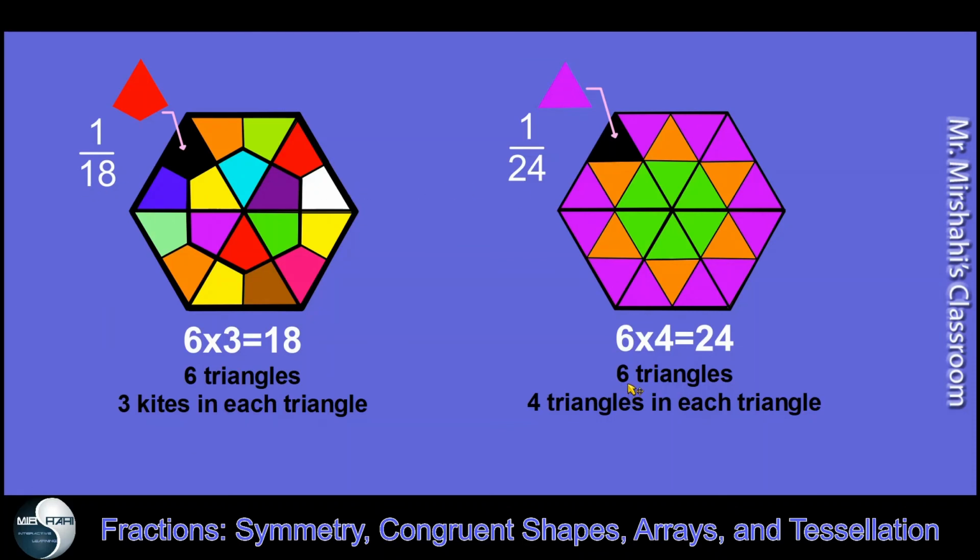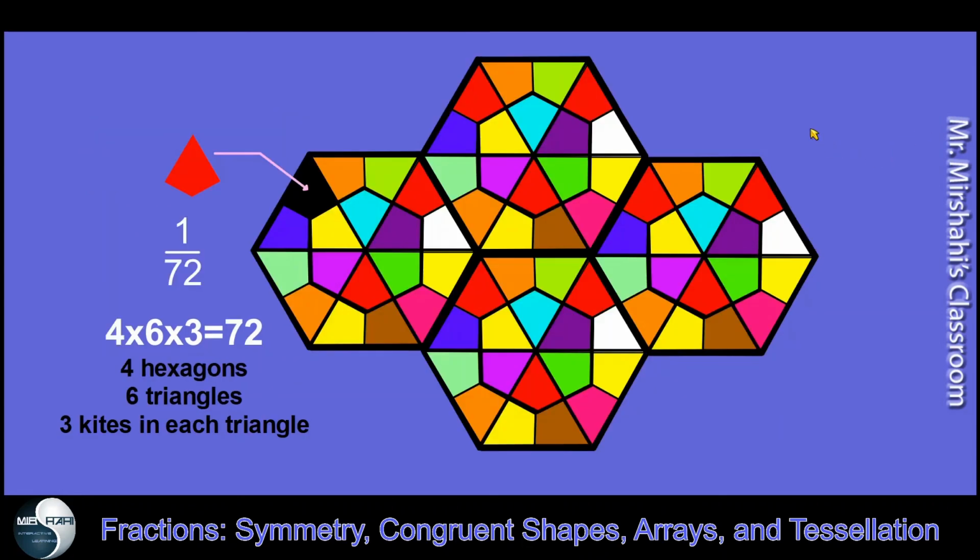Here I have 6 triangles. If you can see, each triangle has 4 triangles inside, so 6 times 4 is 24. That's 1/24th, and that's why multiplication is really useful. A lot of times you don't want to count because there might be too many and it gets confusing and it's hard to count, especially on these patterns. Let's move on to the next.